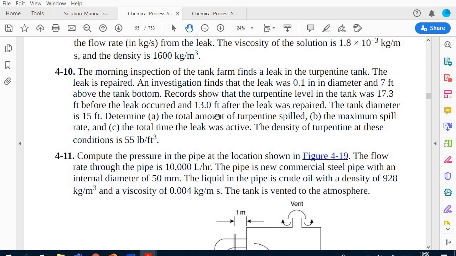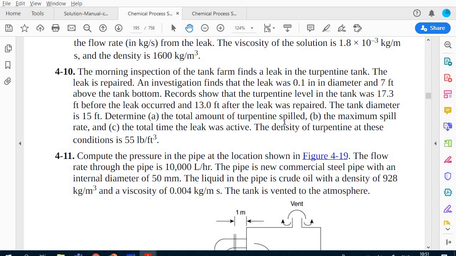So it went down about 3.7. No, sorry, that's 4.3 feet. The tank diameter is 15 feet. Okay, so determine the total amount of turpentine spilled.